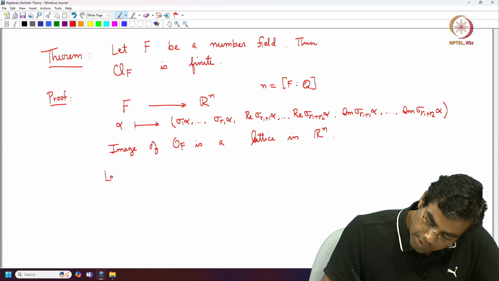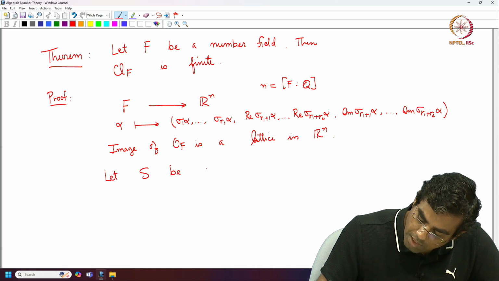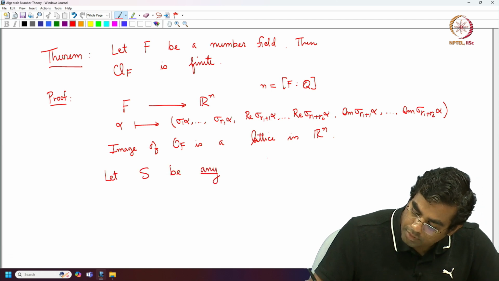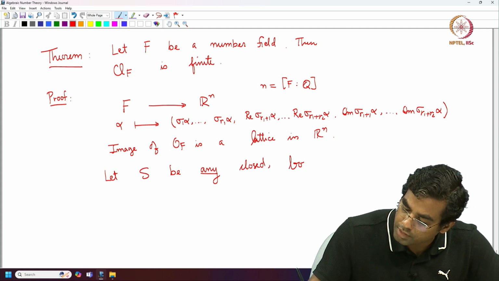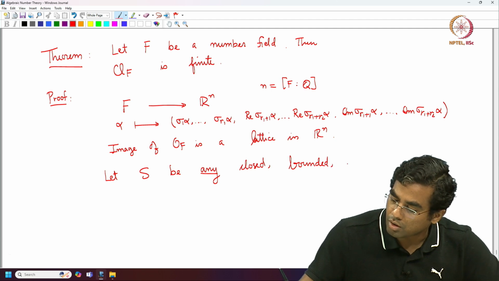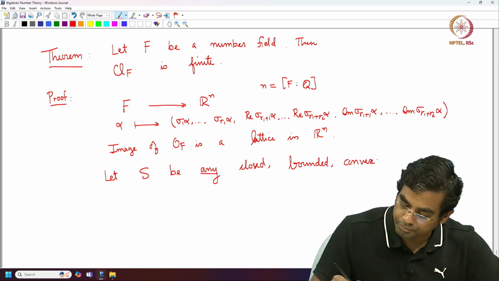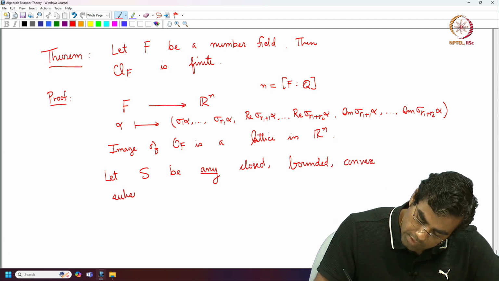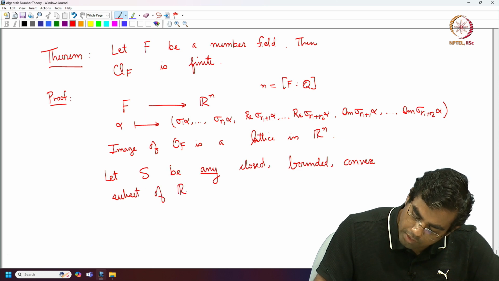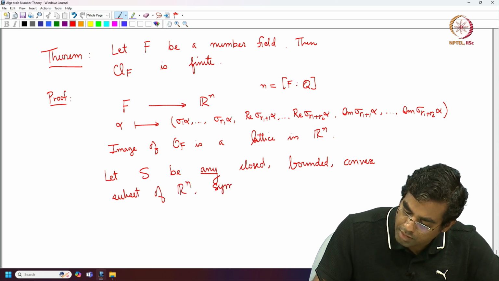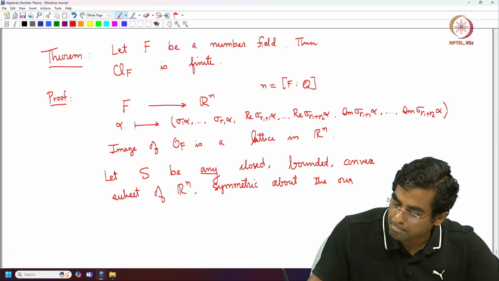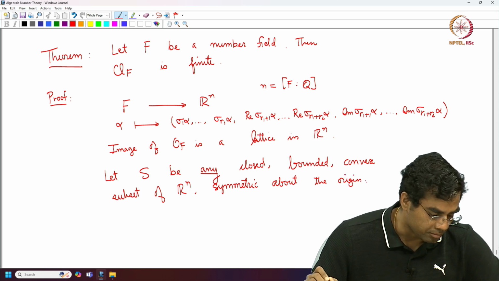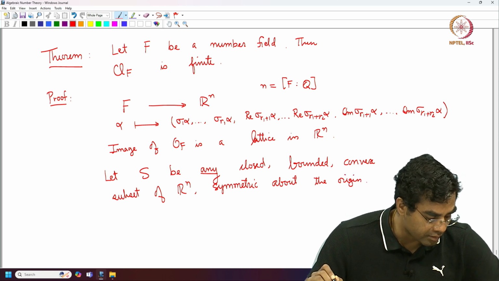Okay. So, let S be any closed bounded convex subset of R to the n symmetric about the origin. And this is what we will start with.